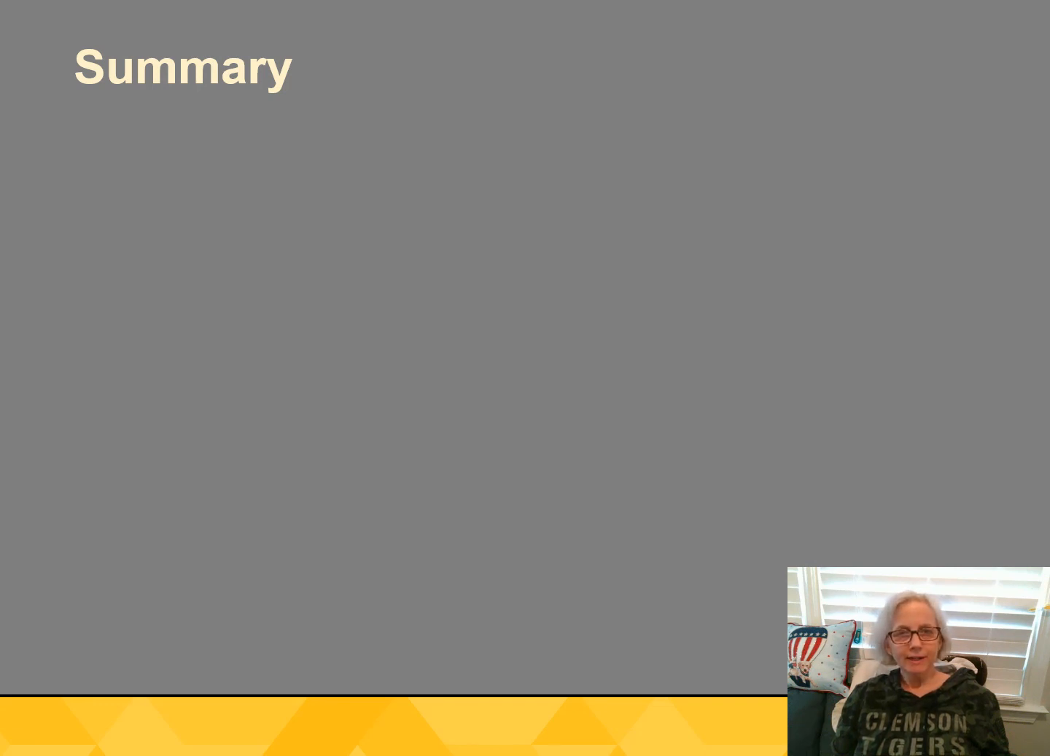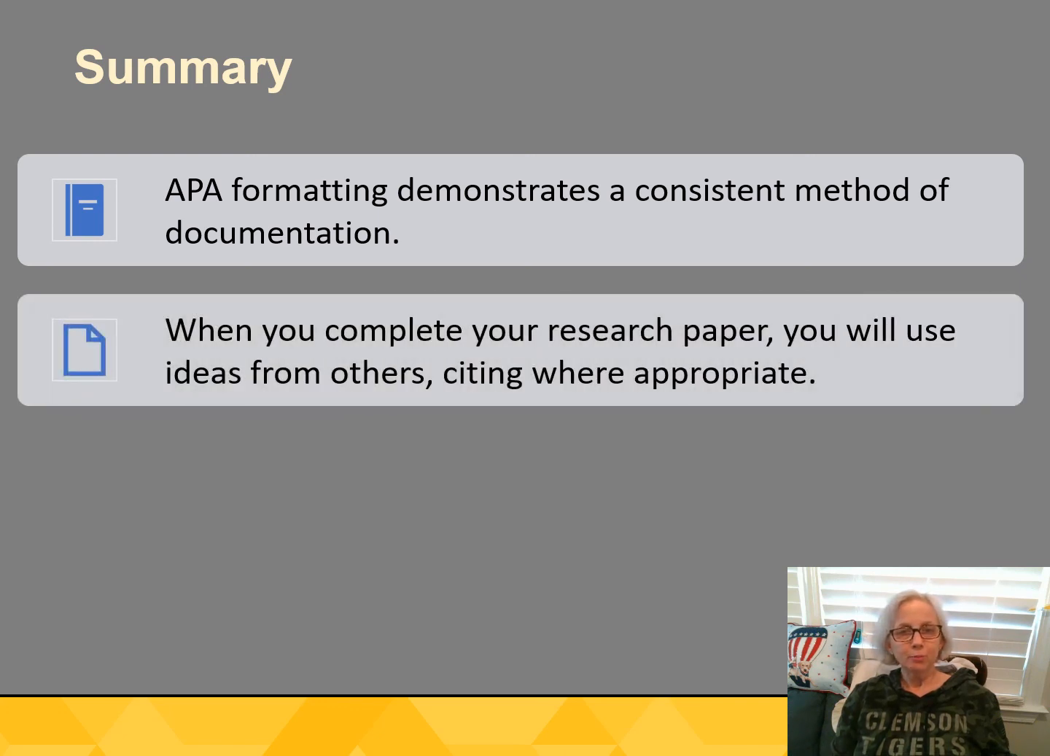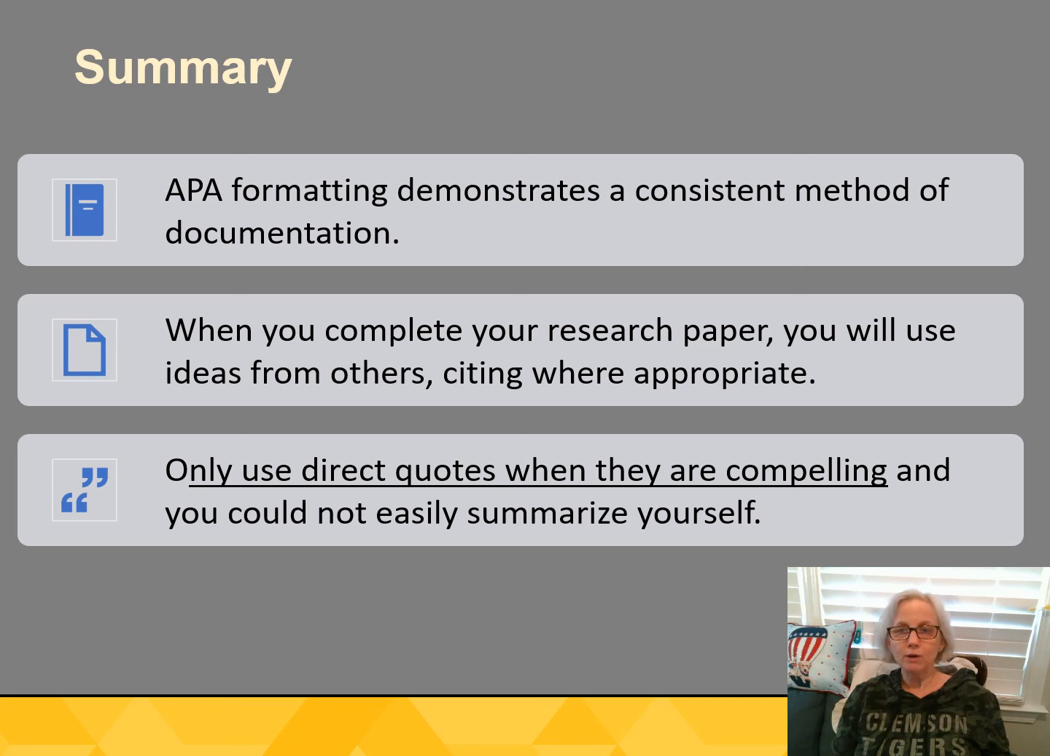In summary, we talked about APA formatting and the importance of using it for consistency. Throughout the research process, you will use research from others, always citing the ideas and only using direct quotes that are compelling and that you can't easily summarize in your own words without losing meaning.